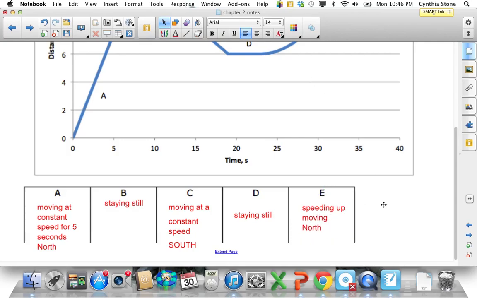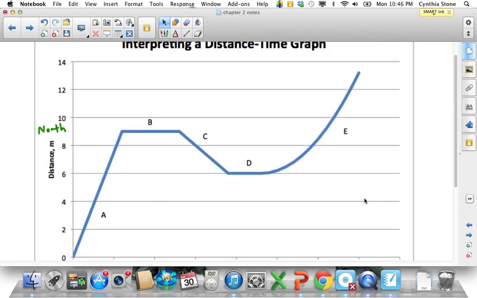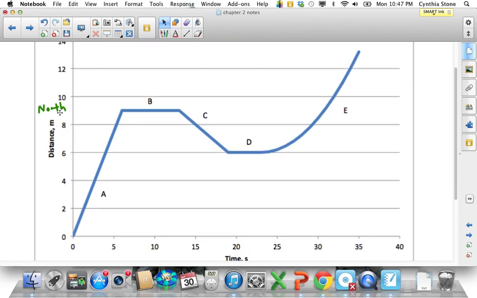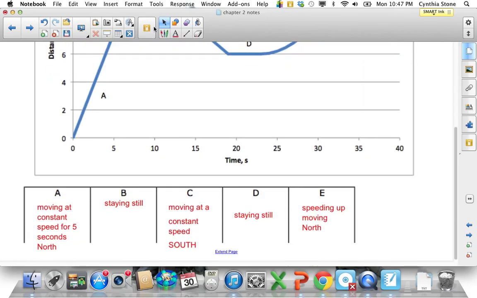Okay, so every time that the graph is going in this direction, in the up direction, that's north, and anytime he's moving and it's going in the down direction, in this case, it's south. That's because I called this north. If this had been south or east or west, it could be anything. But once you decide which direction is on this axis, then anything going backwards is in the opposite direction. Okay?